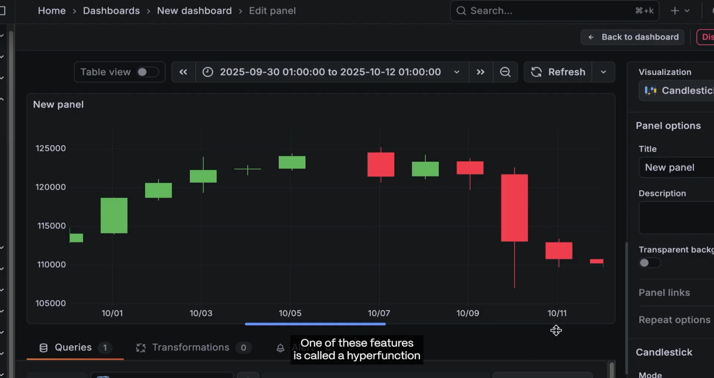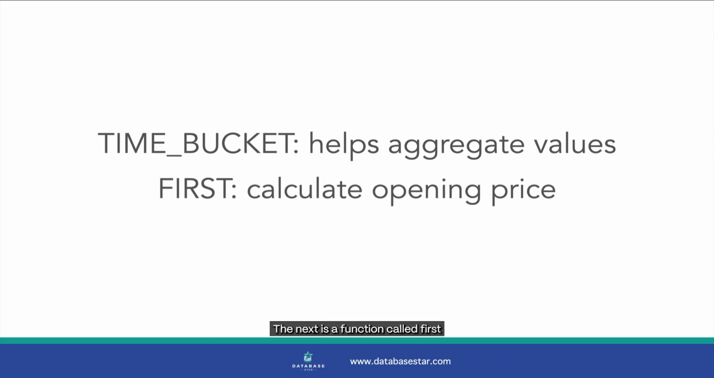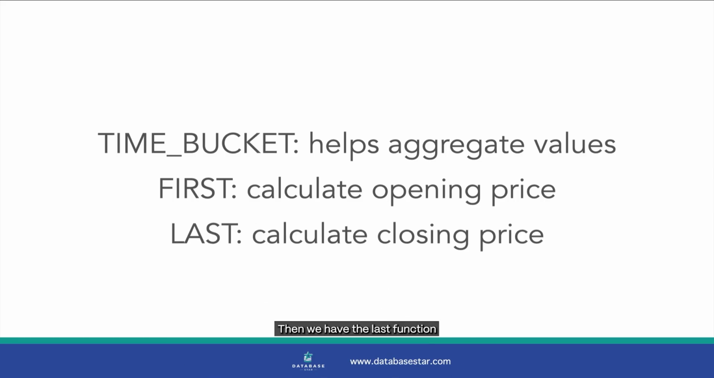One of these features is called a hyperfunction, which is an SQL function within TimescaleDB. There are three hyperfunctions we will use. The first is time_bucket, which will help you aggregate values into time segments. The next is a function called first, which helps you calculate the opening price. Then we have the last function, which helps you calculate the closing price.